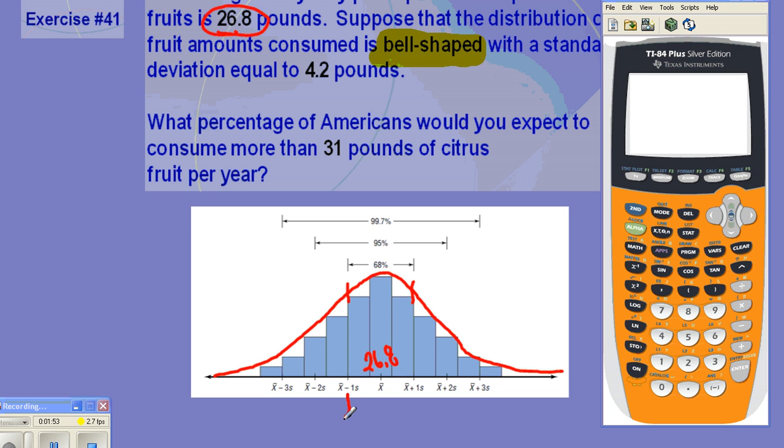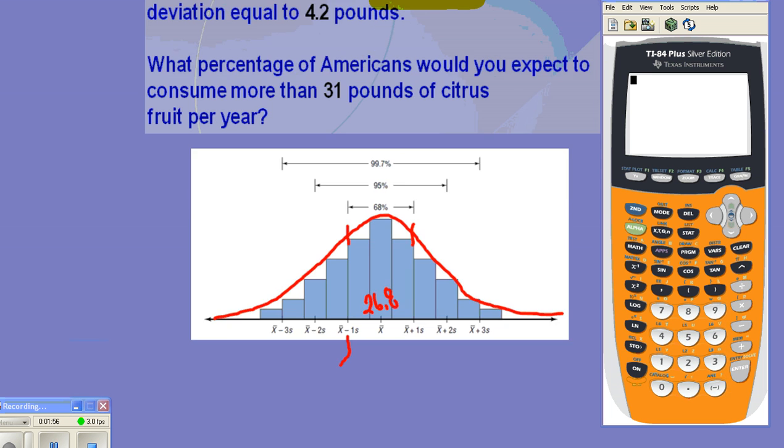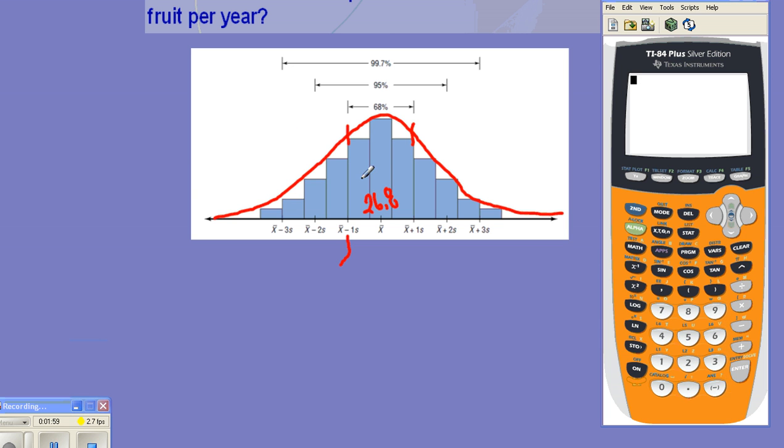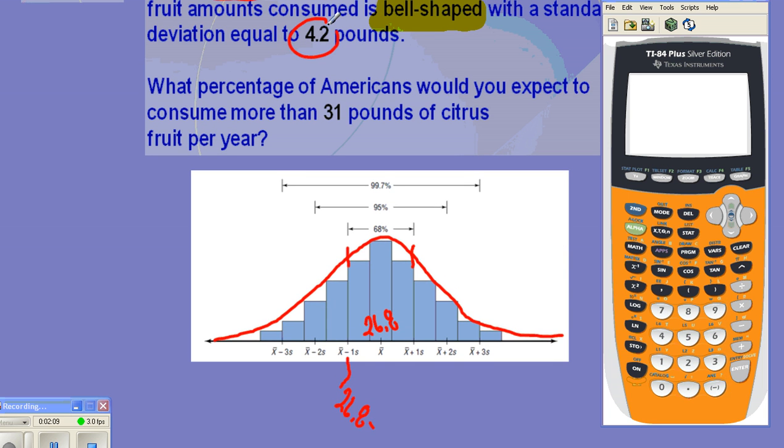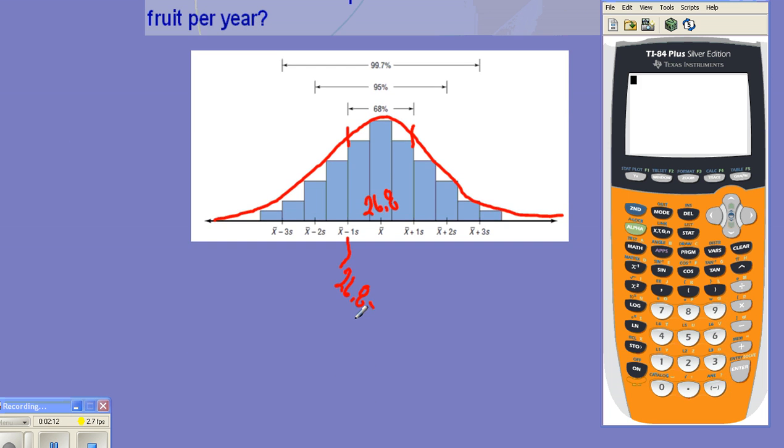This number right here is going to be my standard deviation, one standard deviation below my mean. So in that case there, it's 26.8 minus, well, what is my standard deviation? Oh, there we go, 4.2. So now I come down minus 4.2. This guy right here is going to be one, oops, my bad. This guy right here is one standard deviation above. So that means I'm going to take my 26.8 and I'm going to add 4.2 to it.